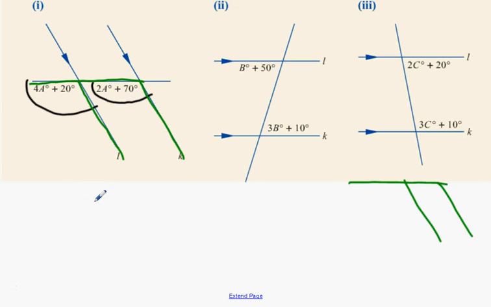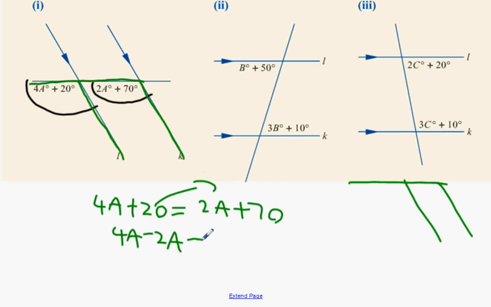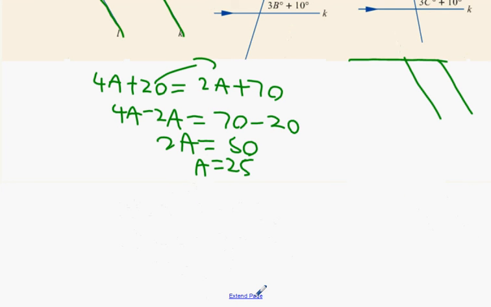And then you say 4a plus 20 equals 2a plus 70. Bring 2a over to your side, 4a minus 2a. And then you have 70 minus 20. 2a equals 50, a equals 25. Anybody get that? A equals 25. Ryan.